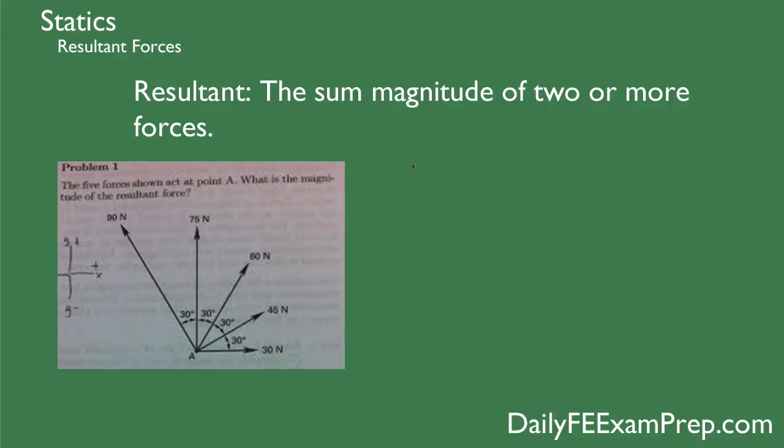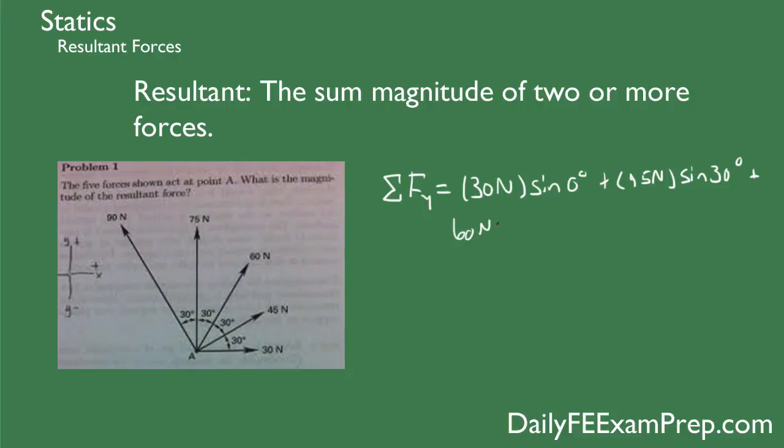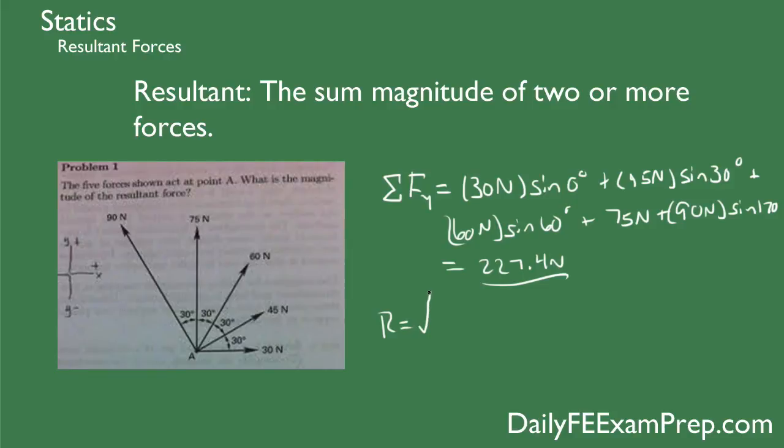Now let's do summing in the y component. So the sum of the forces in the y direction is equal to 30 newtons times the sine of 0, plus 45 newtons times sine 30 degrees, plus 60 newtons times sine 60 degrees, plus 75, because that's a purely vertical component, plus 90 newtons times sine 120. So that value is 227.4 newtons.